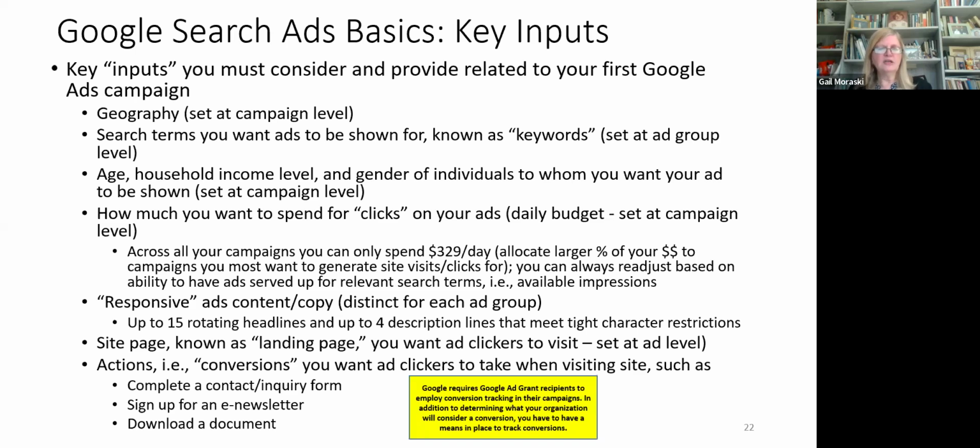But many years ago, Google switched to responsive ads. And what you do is you can provide Google with up to 15 rotating headlines and then 4 description lines. The description lines are more about what your organization is about as a whole. The headlines are really more relevant to the campaign topic and what you're really promoting with your ads. But what's really great about the responsive ads, and you are required to use them now, is that Google will automatically optimize your campaign for you.